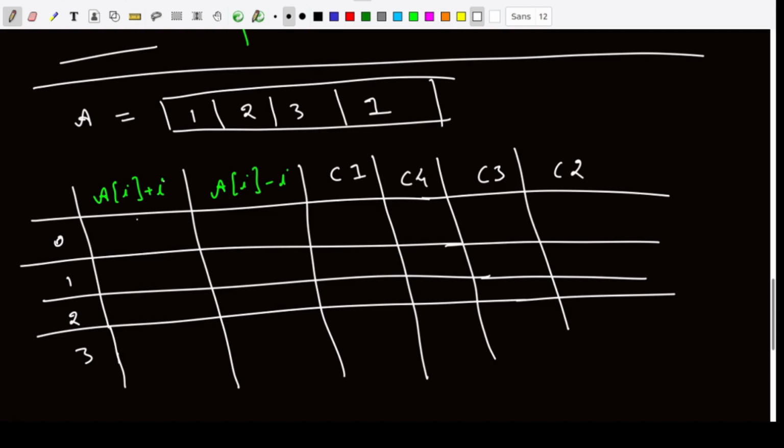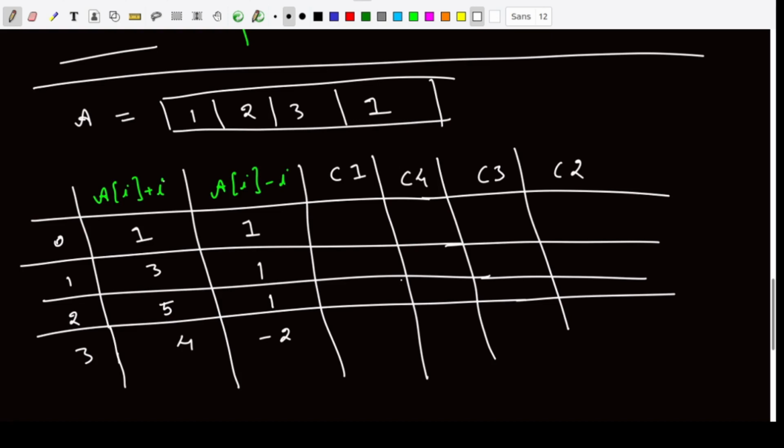So let us evaluate the terms here. Let us evaluate this column first, ai plus I. So this is 1 plus 0 is 1, 2 plus 1 is 3, 3 plus 2 is 5, and 1 plus 3 is 4. And ai minus I, let us evaluate. 1 minus 0 is 1, 2 minus 1 is 1, 3 minus 2 is 1, and 1 minus 3 is minus 2. So these are the terms.